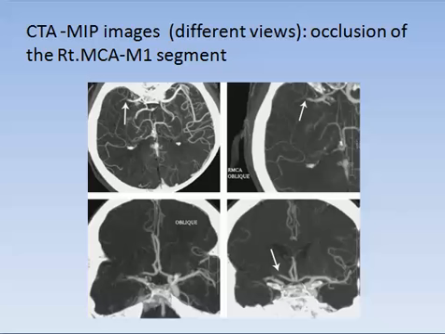CTA MIP images, maximum intensity projection images, different views. Occlusion of the right MCA M1 segment, which is a transverse segment. It's occluded here, and here, in the coronal and in the axial oblique. It is again not complete. The sylvian branches are not opacified. M1 segment of the middle cerebral artery. That is the transverse segment of the middle cerebral artery.